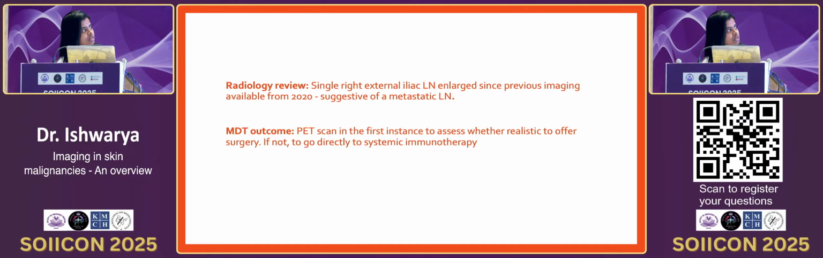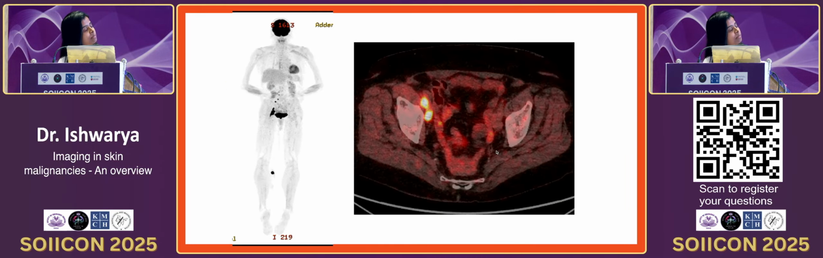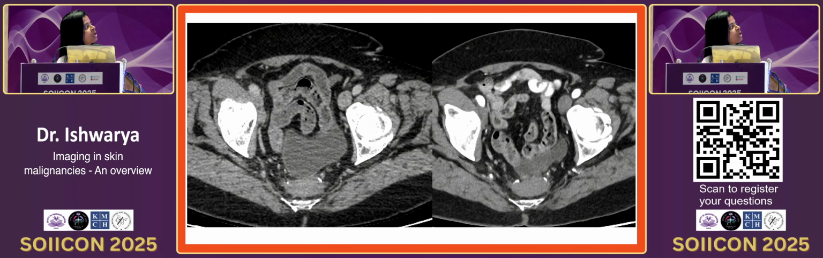So they did a PET CT. We suggested a PET CT to decide whether to offer a surgery or just go for systemic immunotherapy. And here we see the PET CT shows uptake on all the smaller nodes, going all the way up the aorto-iliac chain, up to the common iliac artery, and then we ended up giving immunotherapy, and we see there's a nice response to treatment with interval reduction in size of the nodal disease.